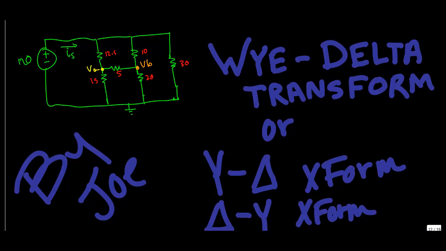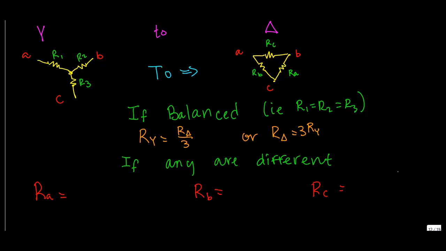So let's get started. Basically, for a Y to delta, you'll have a configuration that looks something like this. If you have a Y, it literally looks like a Y. It is said to be balanced if R1 is equal to R2, which is equal to R3. Now, if you're doing a transform from Y to delta and R1 does equal R2, which also equals R3, then basically we have a balanced network. So basically RY is just R delta divided by 3, or R delta is equal to 3RY.